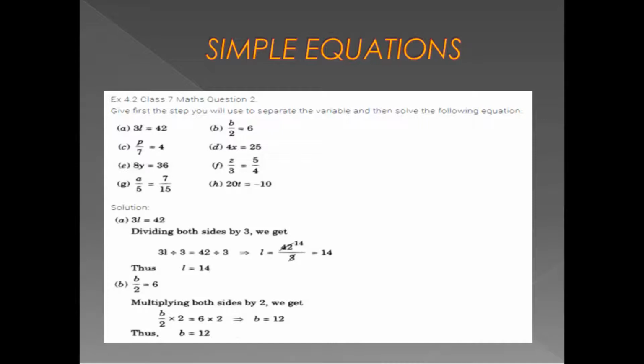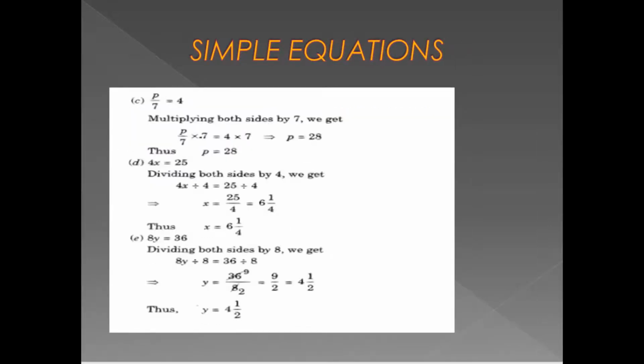Then is the B part: B by 2 is equal to 6. We have 2 in division, so we'll multiply by 2 on both the sides. B by 2 into 2 is equal to 6 into 2. B is equal to 12.